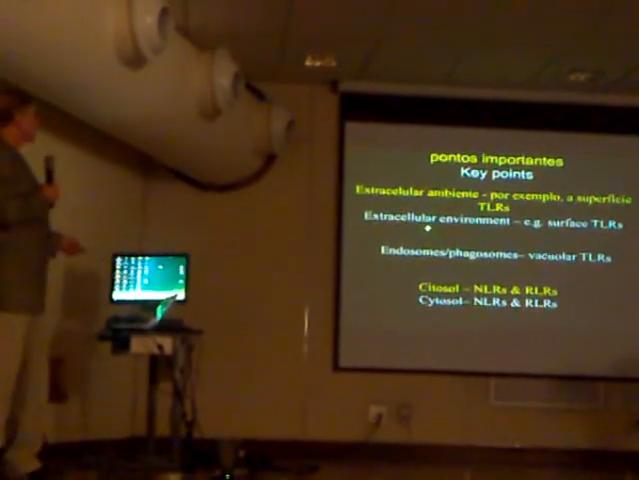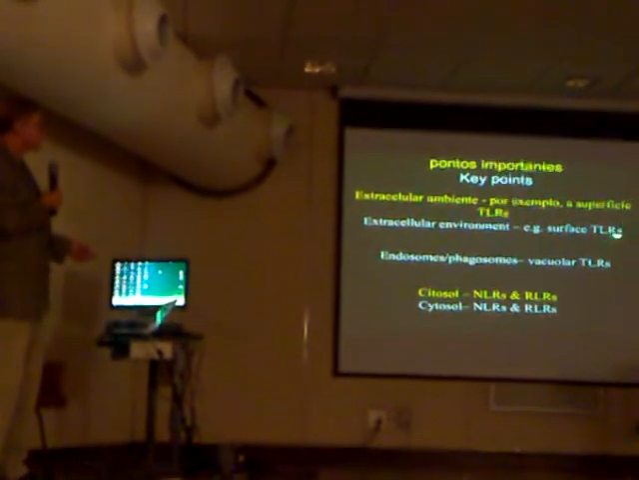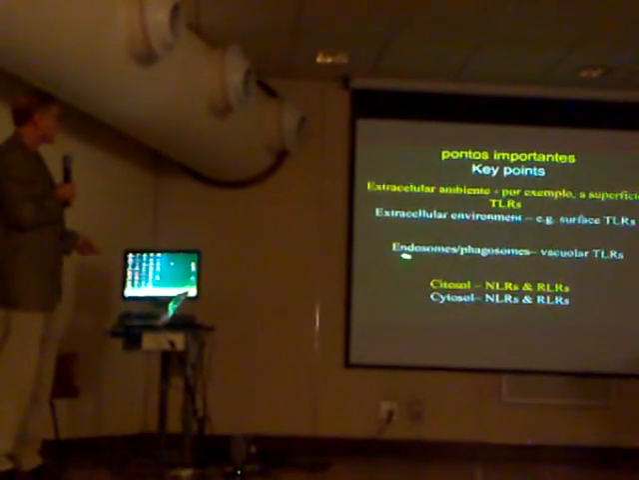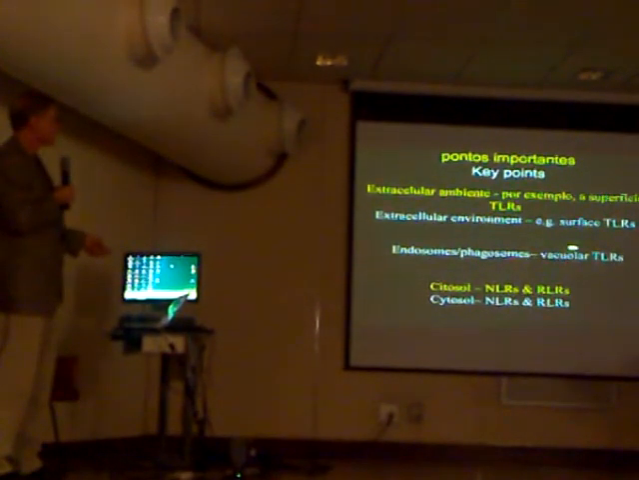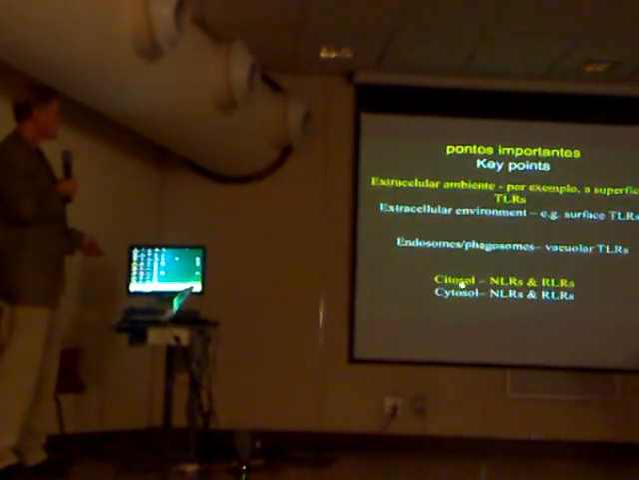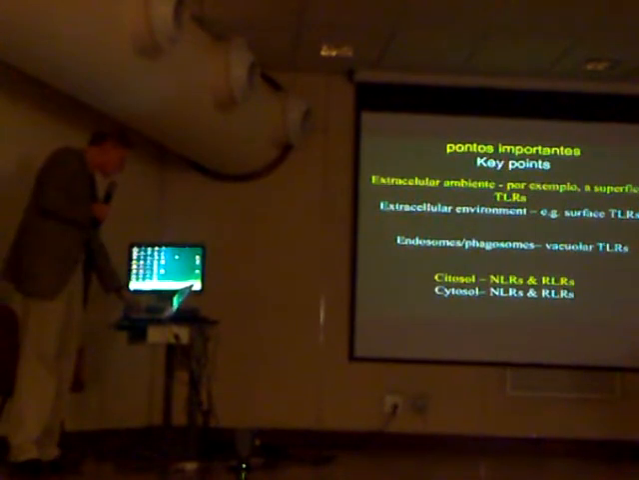So we talked about there's some on the cell surface. That's one of the areas the body needs to deal with. Those are the surface toll-like receptors we talked about. Some are in the intracellular vesicles. Another compartment needs to be monitored. Those are the vacuolar toll-like receptors. And in the cytosol, there are the NOD-like receptors and the RIG-like receptors.